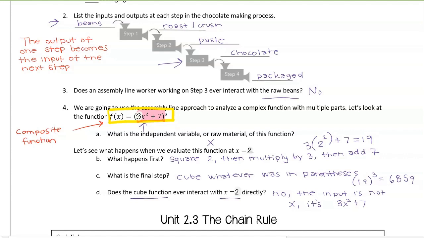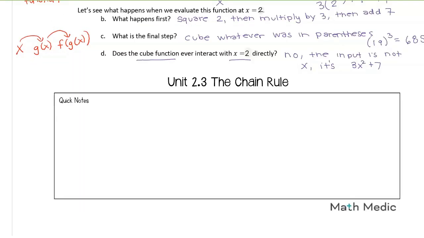And what happens with the composite function is we have our x, and then the x will get put into our function g of x, and whatever we get out for g of x, that's what we're going to put in for f of x. Let's go ahead and write down everything about the composite function, and then we'll talk about the chain rule. So we have our composite function.